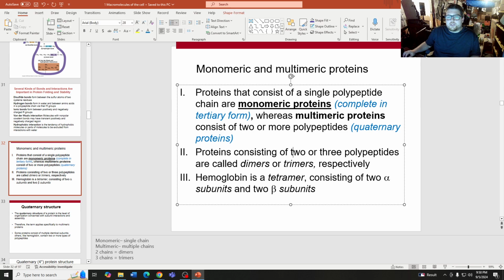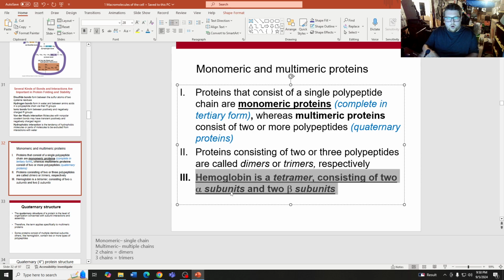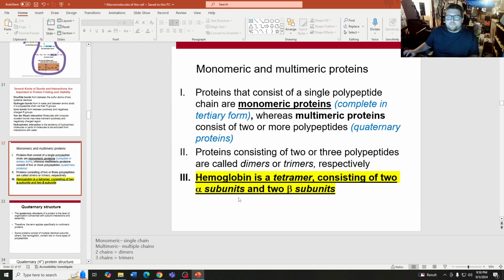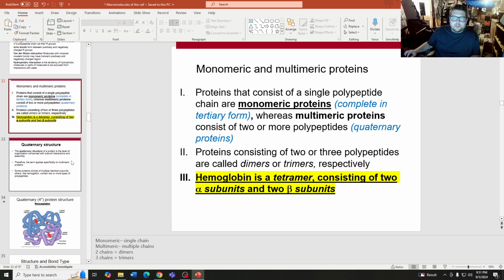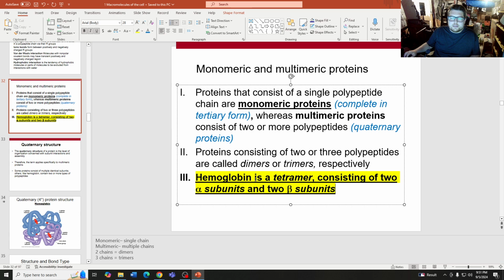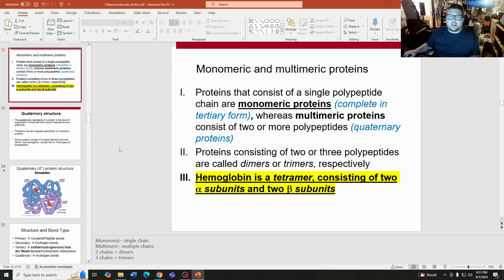Proteins consisting of two or three polypeptides are known as dimers or trimers. So if we have two chains, they're a dimer. Three, they're a trimer. Hemoglobin. Hemoglobin is always asked about all the time. Because hemoglobin is super, super important in the body, and it's a unique one. It is a tetramer consisting of two alpha subunits and two beta subunits. This is almost always, always asked. So there's four total, two alpha, two beta subunits for hemoglobin.